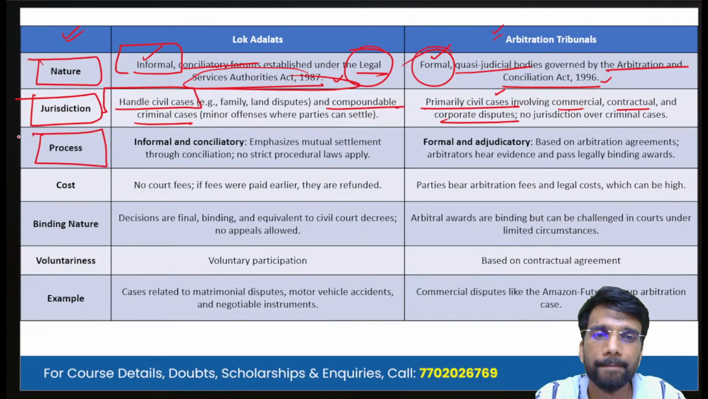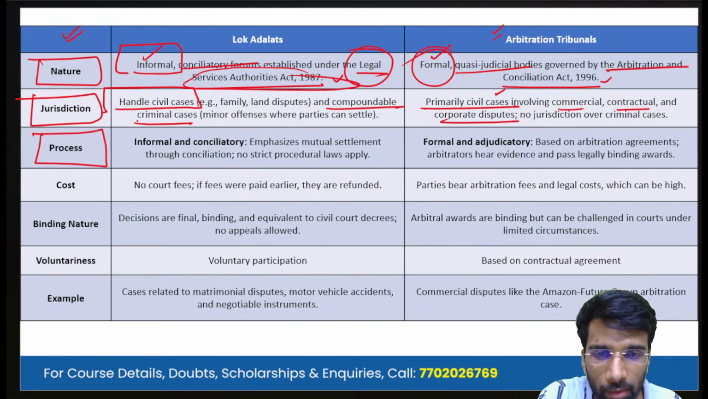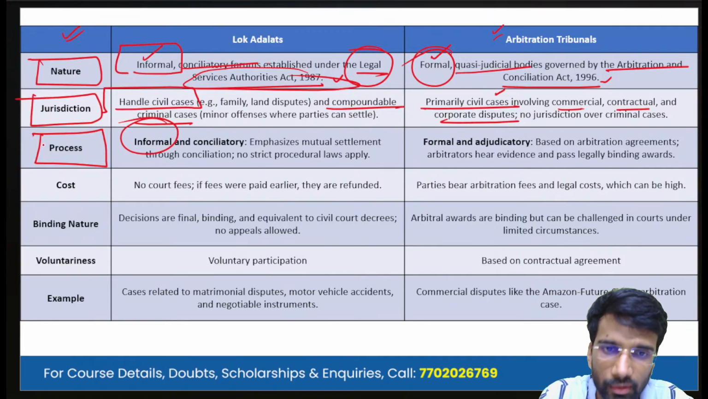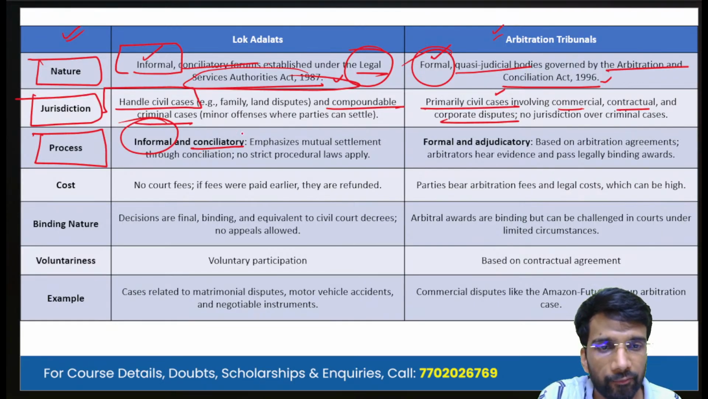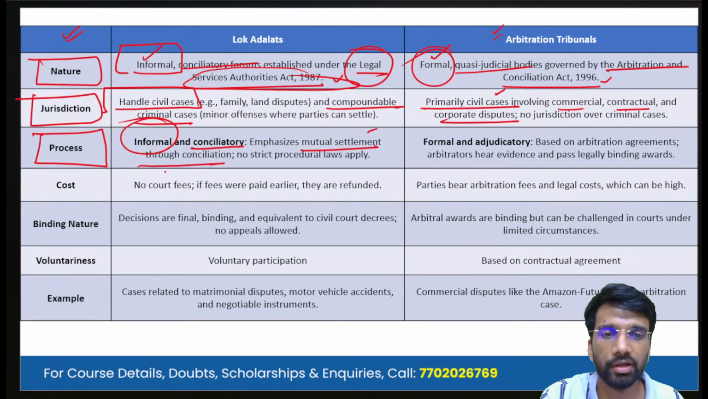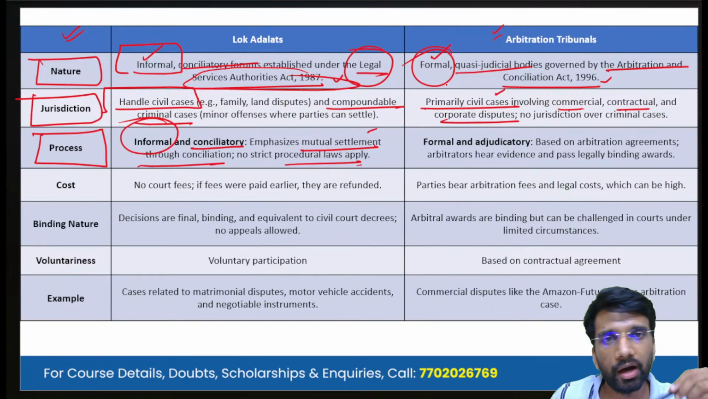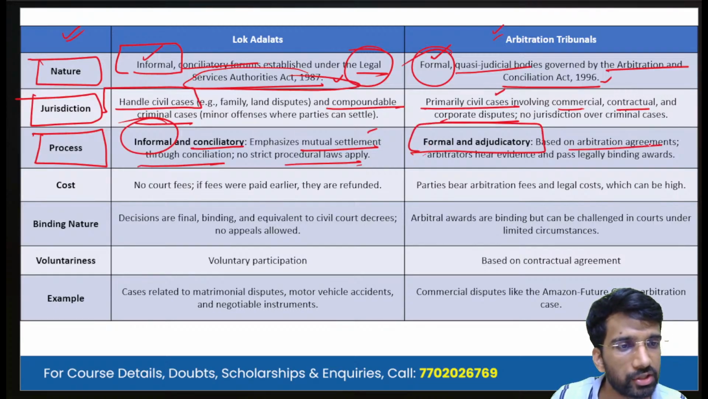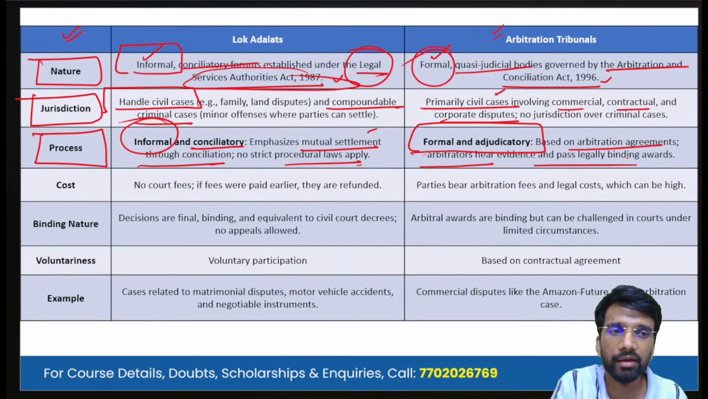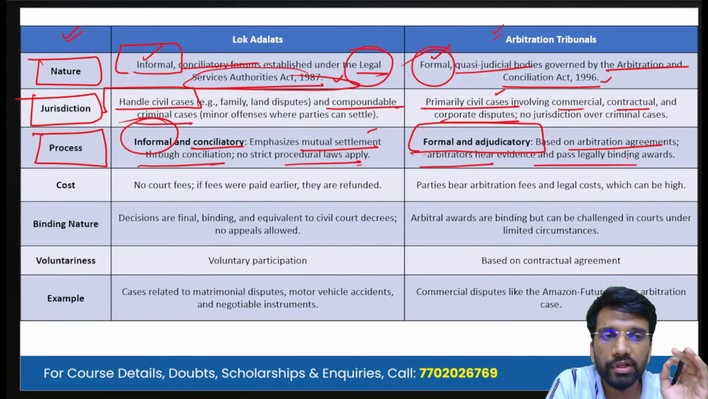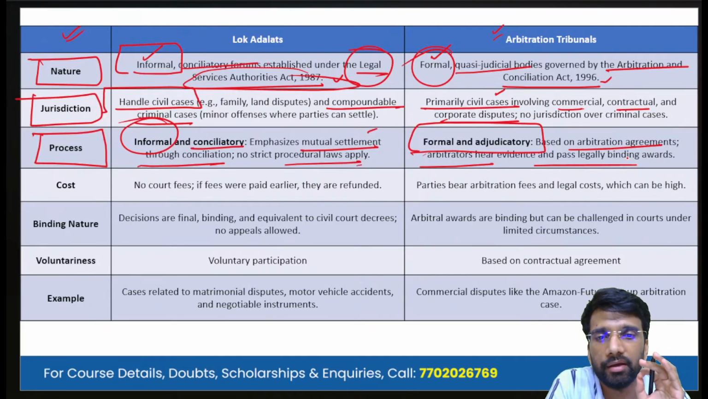The process in Lok Adalats is informal because it is an informal mechanism, and the process is conciliatory. It emphasizes mutual settlement through conciliation, and no strict procedural laws apply. Arbitration tribunals, on the other hand, are very formal and they are adjudicatory. These are based on arbitration agreements. Arbitrators hear evidence and pass legally binding awards. The awards of the arbitration tribunals are legally binding.